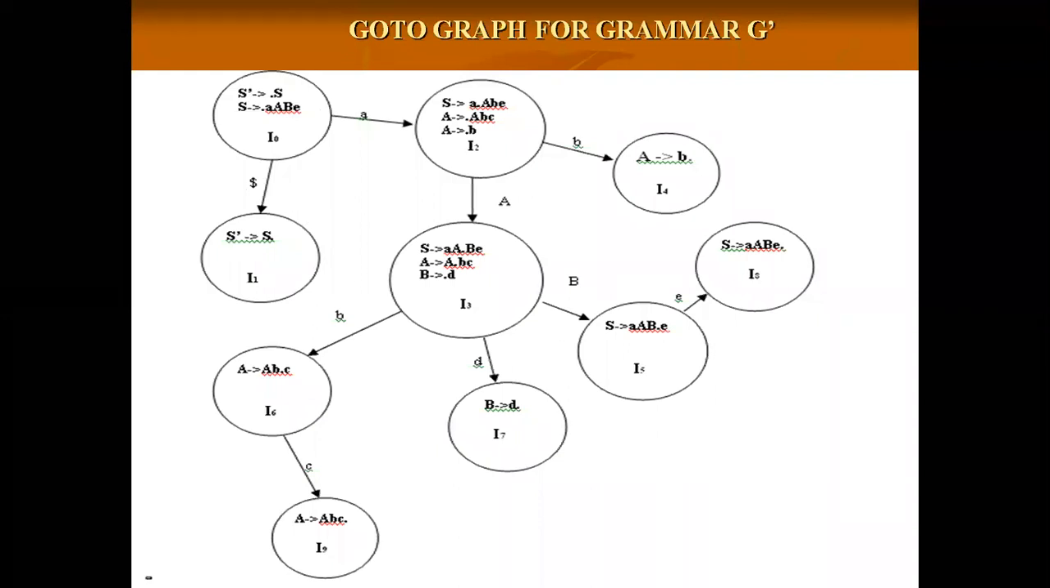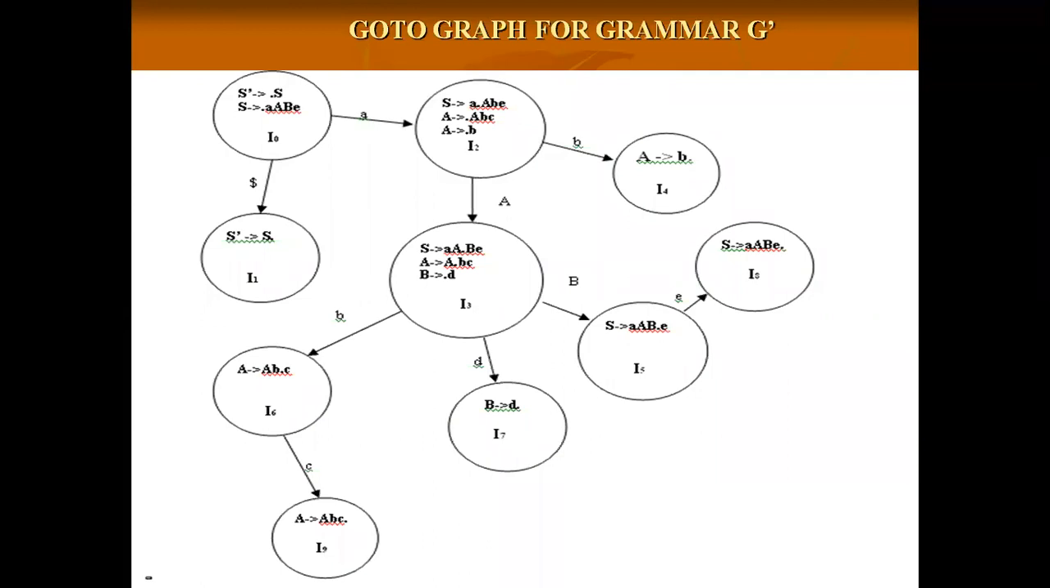It is also a correct process. And I0, I1, I2, I3, I4, I5, I6, I7, I8, I9, I10. These are the 10 states for representing the finite automaton. And here we are calling that a go-to graph. That means from the go-to computation, we know the transition path from one item to another item.